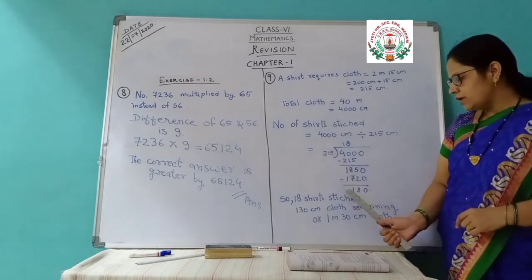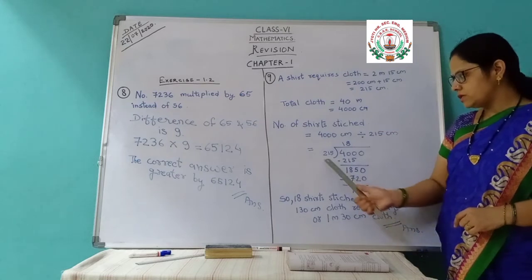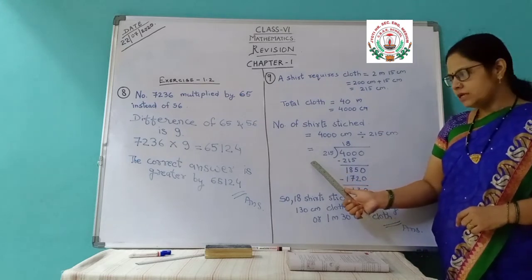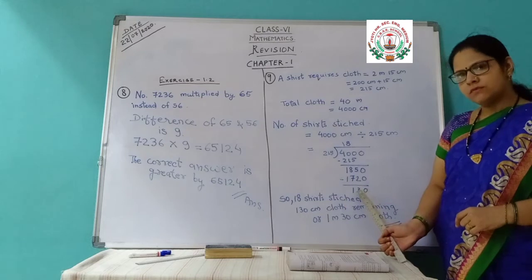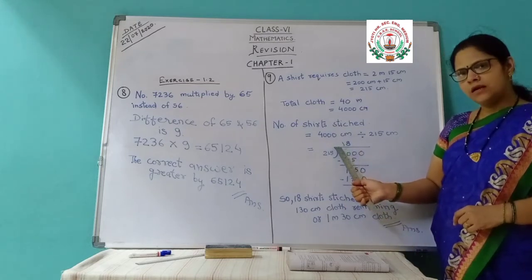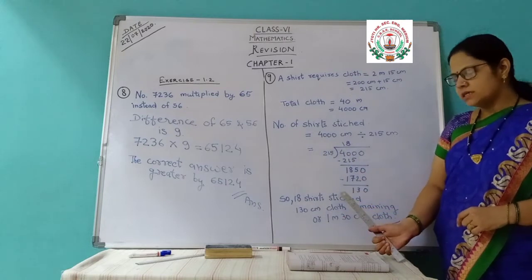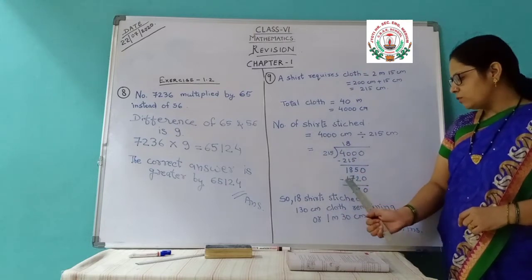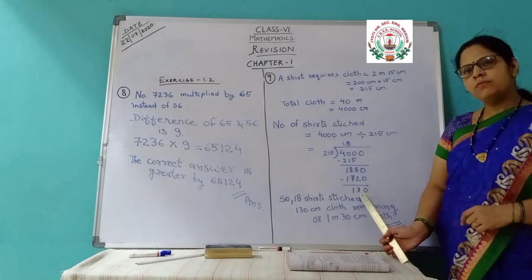You got this remainder. Further you cannot do this division because 215 is greater and this 130 is smaller. Further division we cannot do. So this is the answer: 18 complete shirts can be stitched and this 130 centimeter cloth will remain.